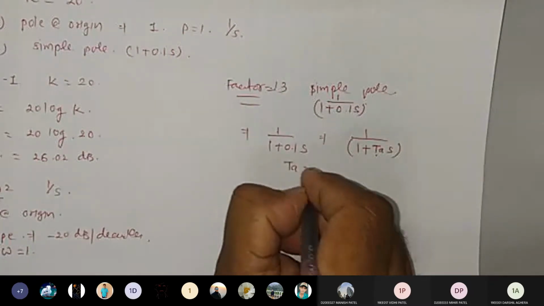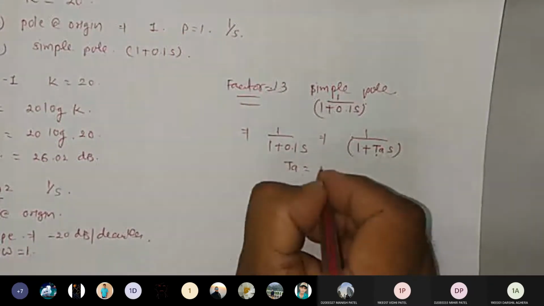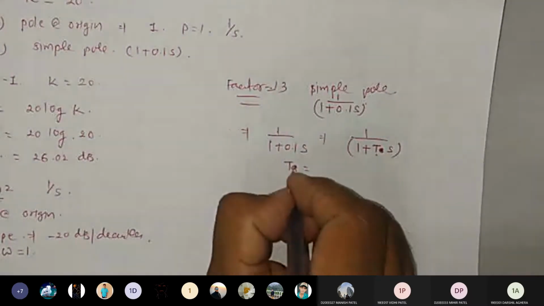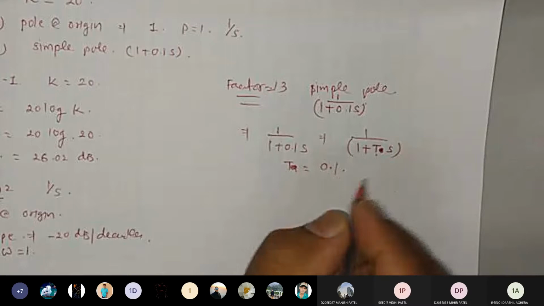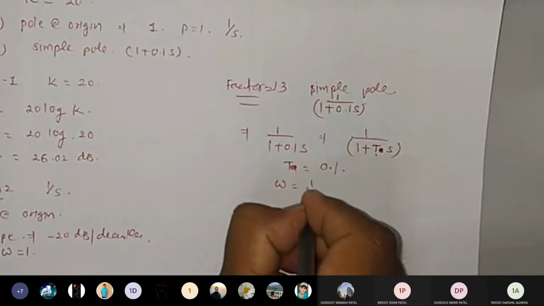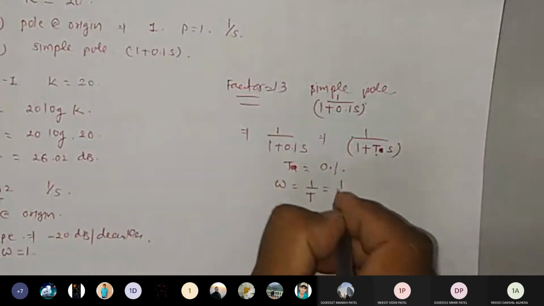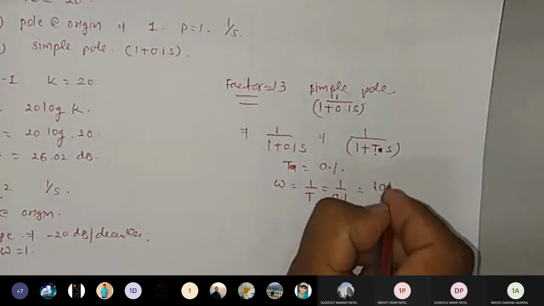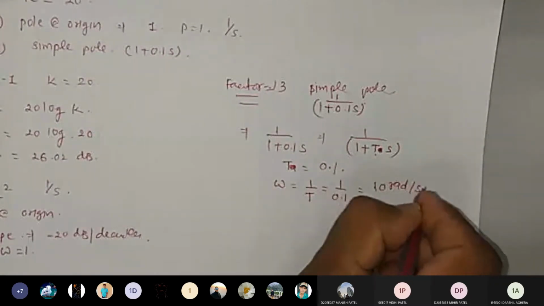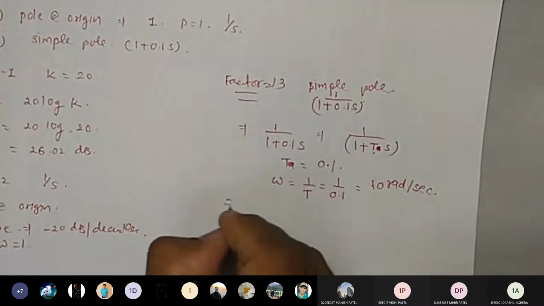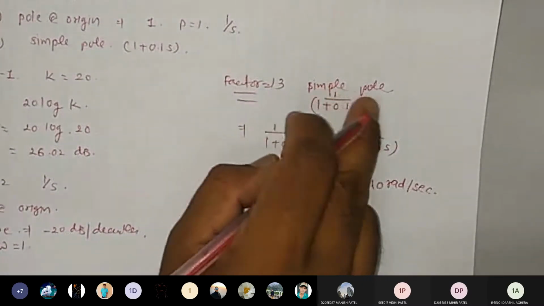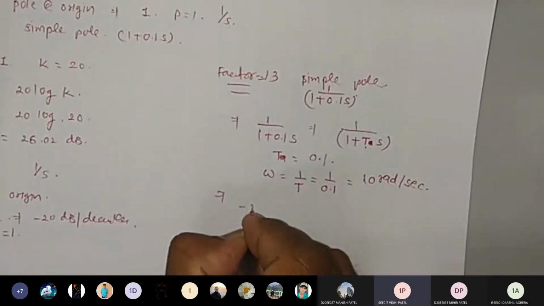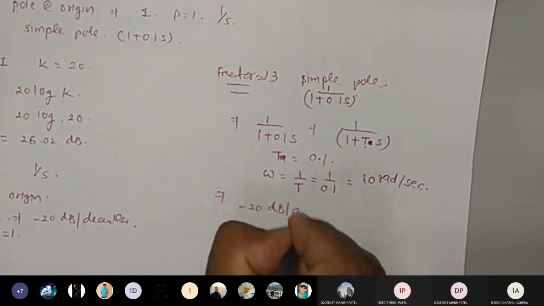What is the value of Ta? Ta, or T, which you generally write. So it will be 0.1. Now what will be the omega? Omega is equal to 1 upon T, so omega is equal to 10 radian per second. What do we conclude? What is the slope for a simple pole? It is -20 dB per decade.